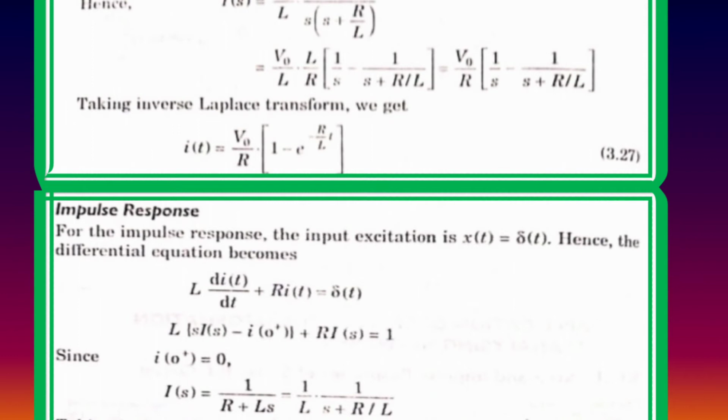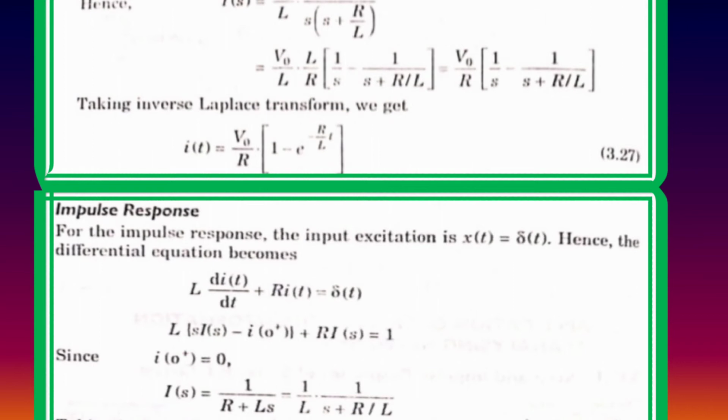When taking the impulse response, instead of u(t) you have to apply delta of t. The Laplace transform of the impulse function is 1. So the equation L di/dt plus R i(t) equal to delta t, on taking the Laplace transformation, becomes L into S into I(S) minus I(0) plus R into I(S) equal to 1. Rearranging this equation, I get I(S) equal to 1 by (R plus S into L), which is 1 by L into 1 by (S plus R by L).